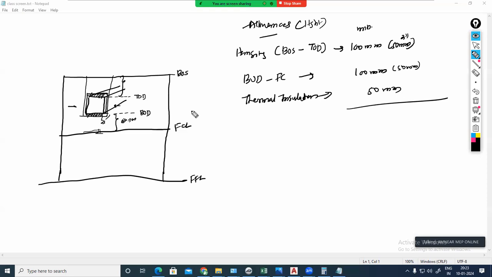So overall, here, I'm not considering acoustic insulation. Acoustic insulation, I will explain in the next step. Here the allowances, how much? 100 plus 100 plus 50. 250 mm of allowances has to be deducted.